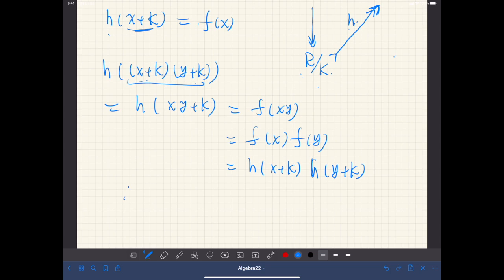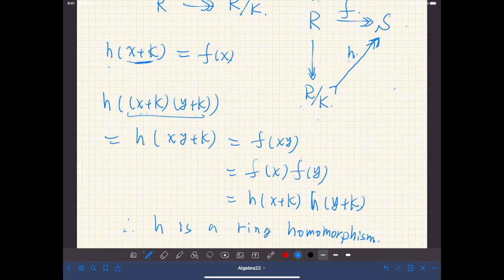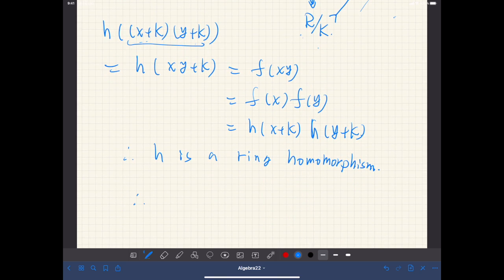So therefore, h is a ring homomorphism, which is also an isomorphism. Therefore, R by K is isomorphic to S, and we are done.